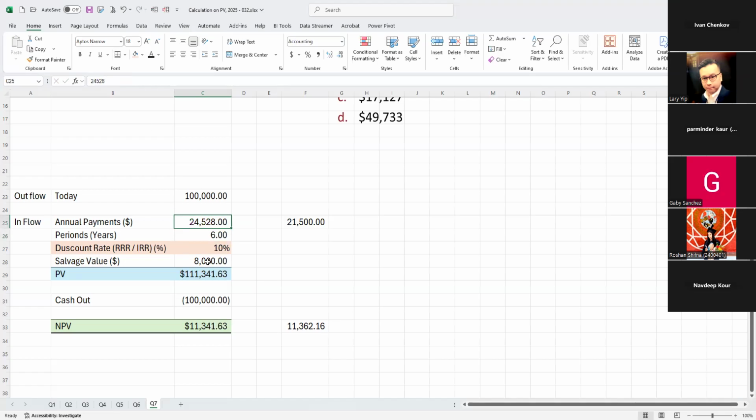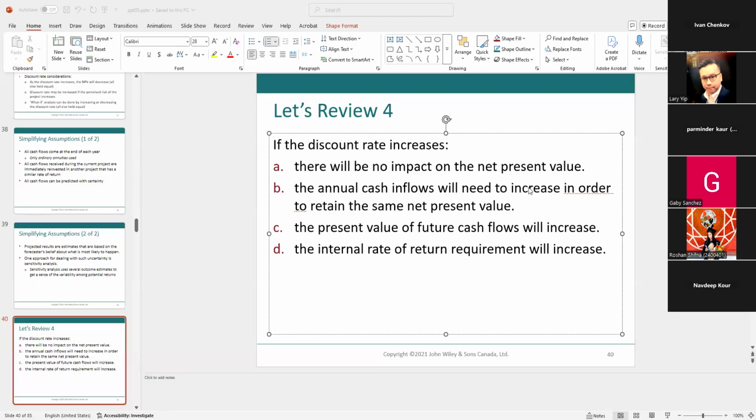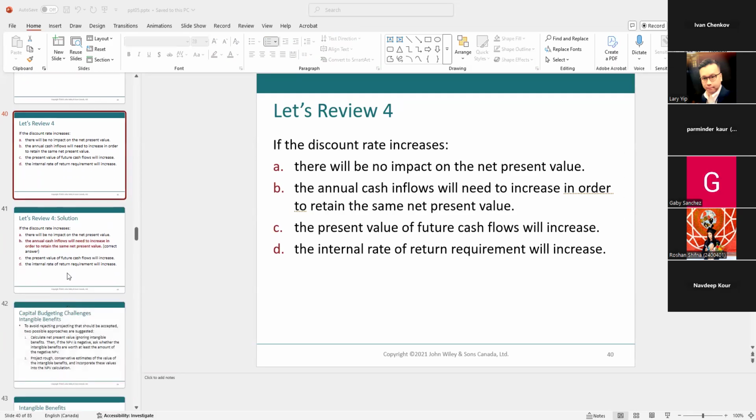So that's how we're going to increase the rate, right? If you want to keep the same net present value once you increase the discount rate, originally 6% I believe, I have to start increasing my annual payments. That's the only way to keep the net present value the same. So basically, that's what the answer says: the annual cash inflow will need to increase in order to retain the same present value, which we saw is true.